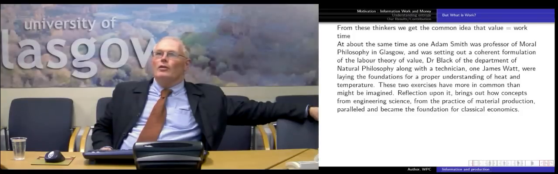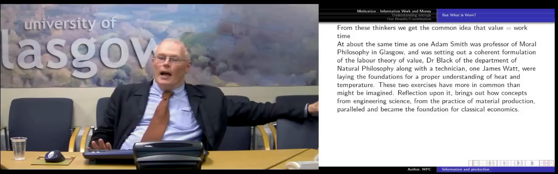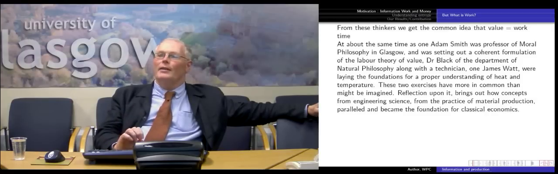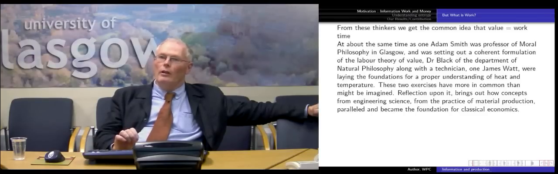Now, I'm speaking from Glasgow University, and at the same time as Adam Smith was professor of moral philosophy here and was working out the labour theory of value, Dr. Black, who was in the Department of Natural Philosophy, what would now be called physics, was working with a technician called James Watt. And they were investigating the foundations for a proper understanding of heat and temperature. Now, you might think that Smith working on labour and value and Black and Watt working on temperature are quite different things, but they actually have a lot in common. And by looking at the commonalities between these two areas, you can see how concepts from engineering science, from the practice of material production, were parallel to and became the foundation for classical political economy.